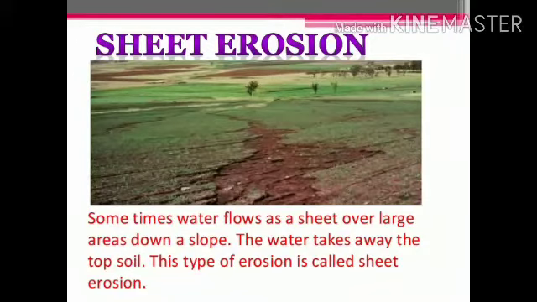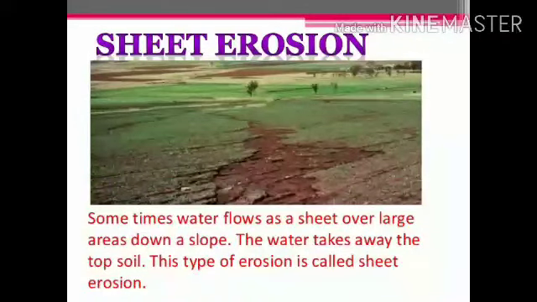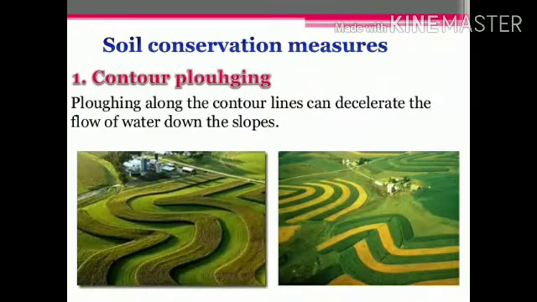Sheet erosion. Sometimes water flows as a sheet over a large area down a slope. The water takes away the topsoil. This type of erosion is called sheet erosion. Soil conservation measures. Contour ploughing. Ploughing along the contour lines can decelerate the flow of water down the slope.